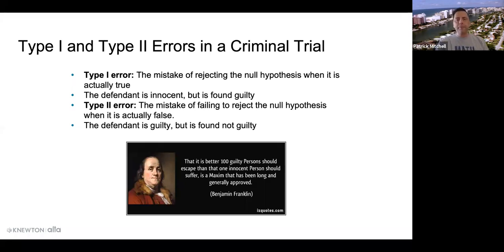Okay? And that's why in a criminal trial, we say that the defendant should only be found guilty if the evidence proves their guilt beyond the shadow of a doubt. So we ask for really, really, really strong evidence to convict somebody of a crime.